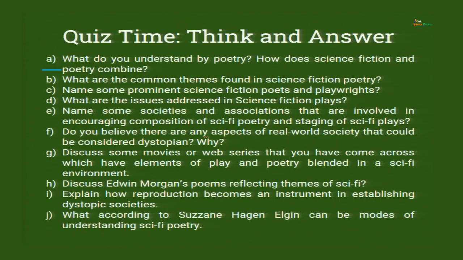Do you believe there are any aspects of real world society that could be considered dystopian? Why? So, in the science fiction poetry and in the science fiction plays, do you find dystopian elements? You can answer that in this part. Discuss some movies or web series that you have come across which have elements of play and poetry blended in a science fiction environment.